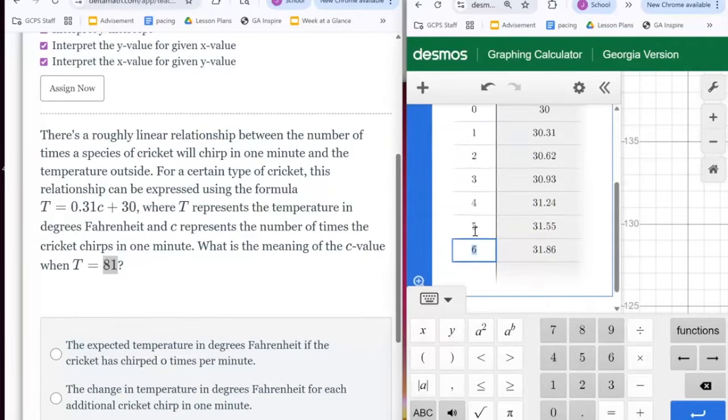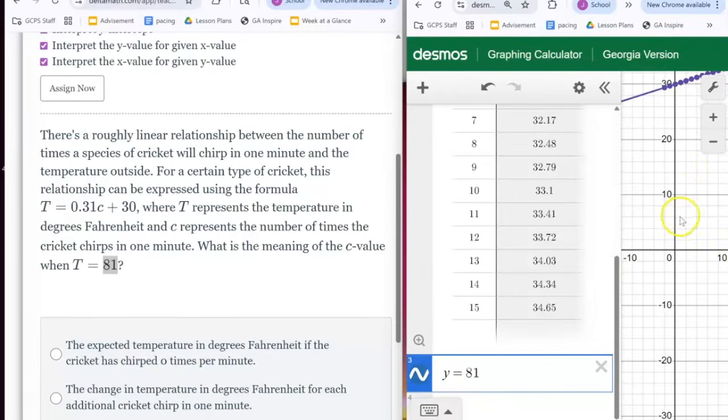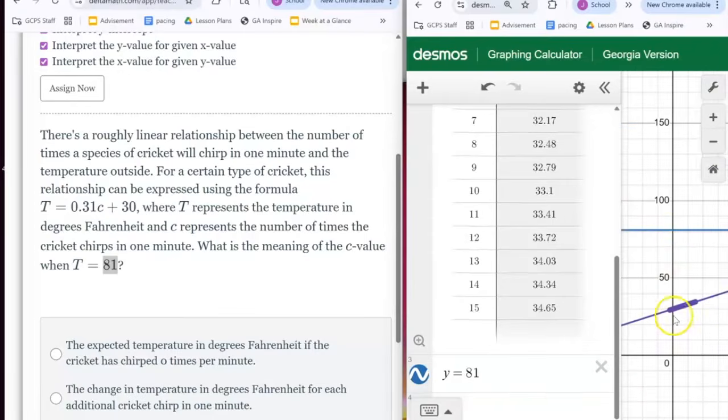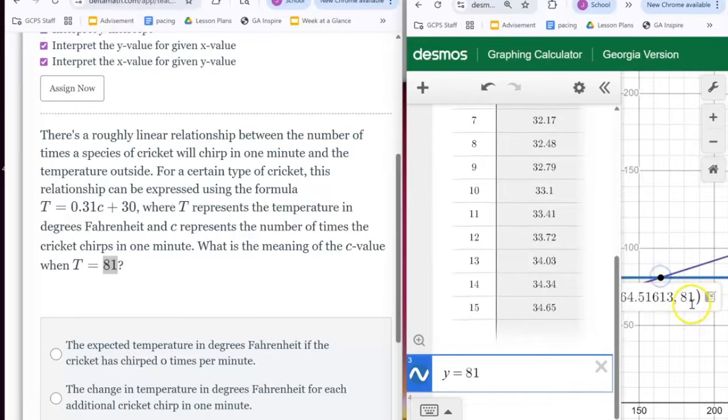So again, we can press enter, enter, enter, enter until we get to 81. This is going to take me forever. So a faster way of doing that is coming to tell the calculator, hey, I want my Y value to be 81. That temperature, my Y value. Then going home and then going to see where there's that line. And I just need to see where it crosses. Click on it. So there it is. 64.5163 minutes or chirps. The number of times it chirps.